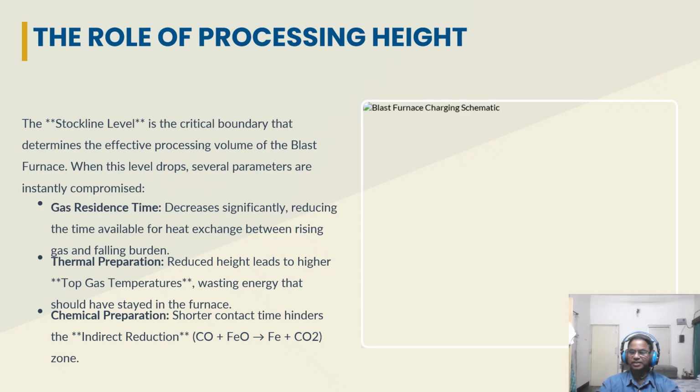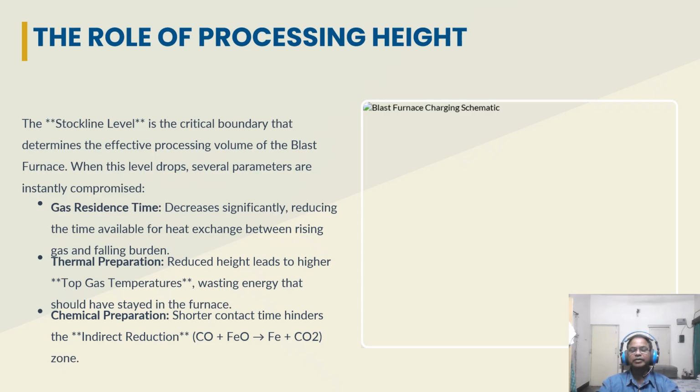First, the gas residence time. The rising gas has less distance to travel to the top, so it spends less time transferring its heat to the descending burden. We are basically shortening the heat exchange zone. Now coming to the second area, which is thermal preparation. Because the gas escapes faster, we see higher top gas temperature. Think about that. That's the energy literally leaving the furnace. Energy that should have been used to melt iron.